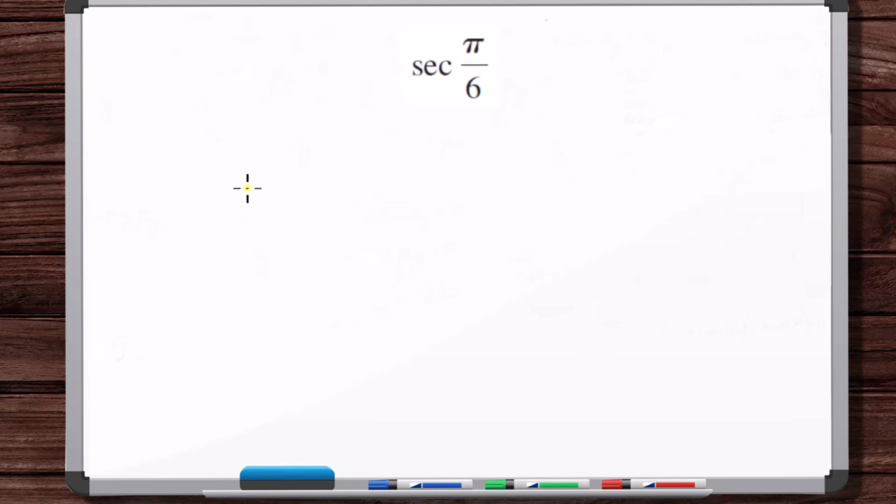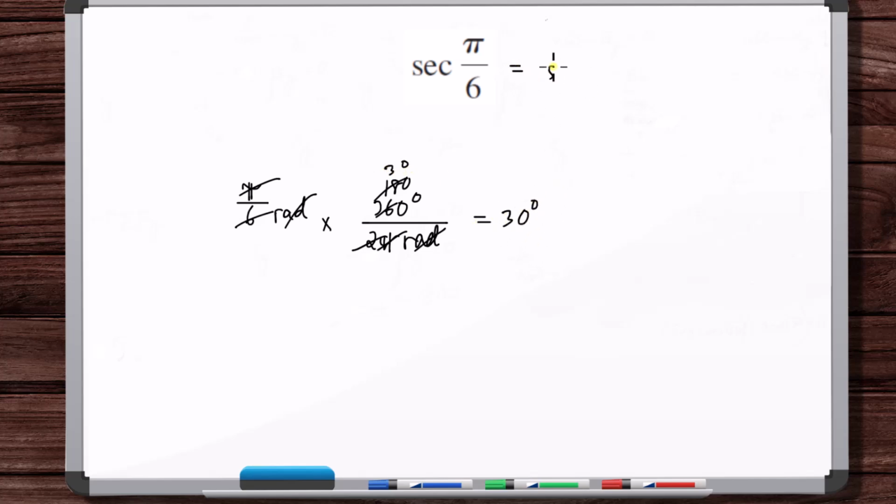Okay, secant of pi over 6, what is pi over 6 in degrees? If it doesn't end up being a special angle or having a reference angle that's a special angle, then we'll just go to the calculator. So there's 2 pi radians for every 360 degrees. Radians cancel, we're left with degrees. The pi's cancel. 180 divided by 6 is 30. So this is the same thing as secant of 30 degrees.